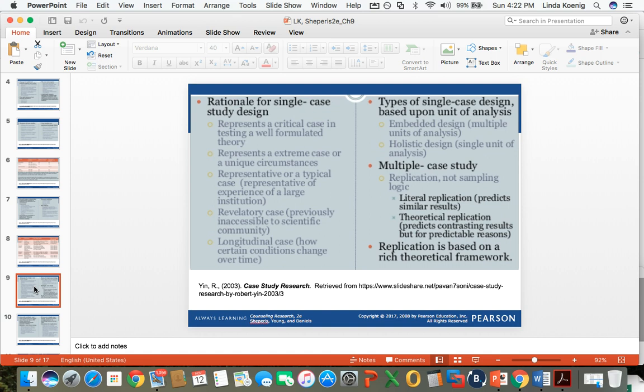All right. Here are some of the rationales for using a single case study design.